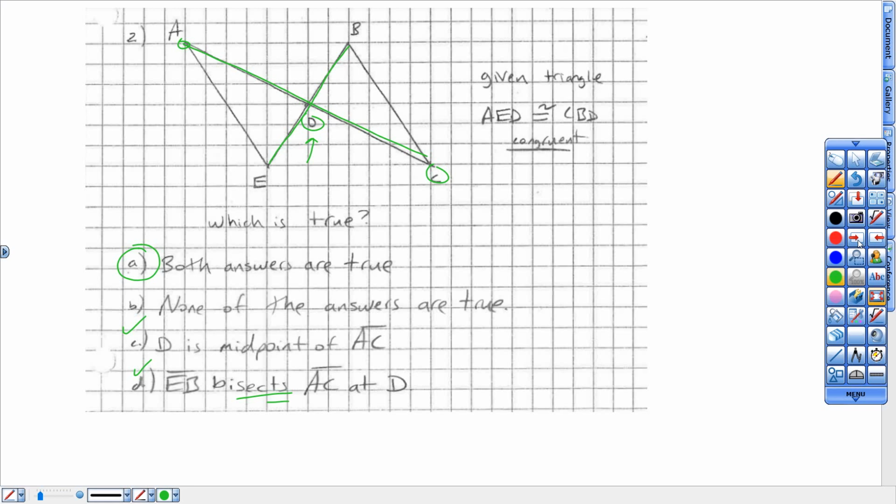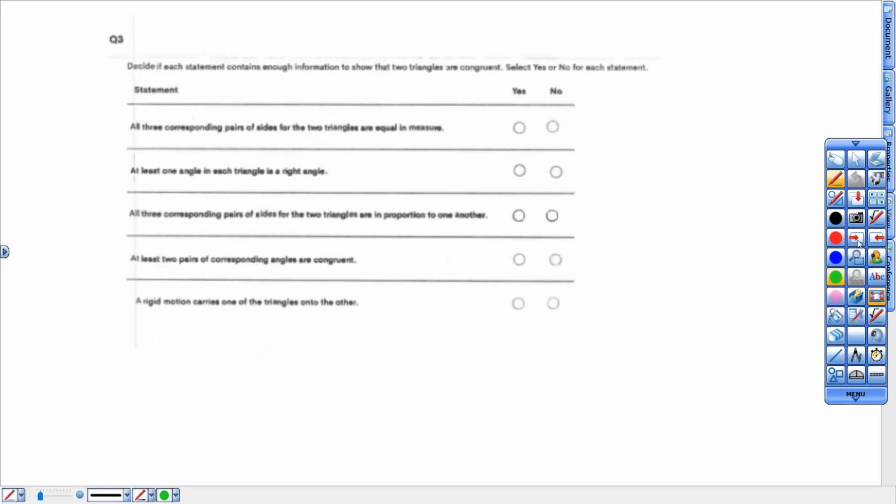All right, so here we go. Next one. This one says all 3 corresponding sides. So that would be S, S, S. Anytime you have 3 sides the same, congruent for sure. At least one angle in each triangle is a right angle. So you're looking at just an angle there. But that's not enough. So that would be a no.